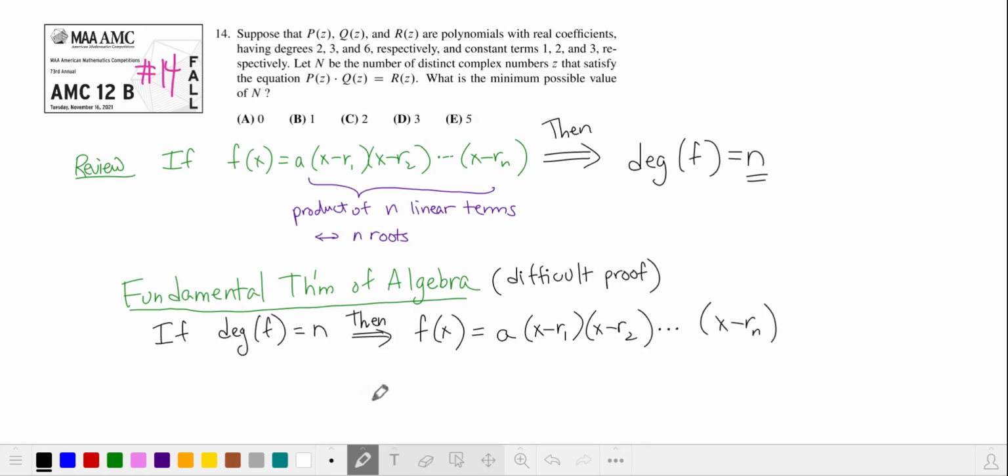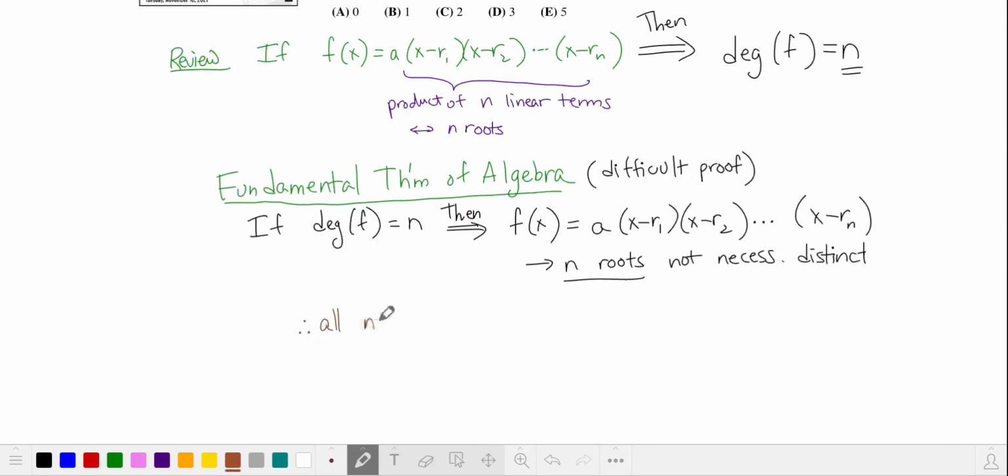What is less obvious is that this implication can be reversed. That is, if the degree of f is equal to n, then we can write f as the product of these n linear factors. This is called the Fundamental Theorem of Algebra. The proof is beyond the scope of the solution and too advanced for most high school students. This results in n roots that are not necessarily distinct.